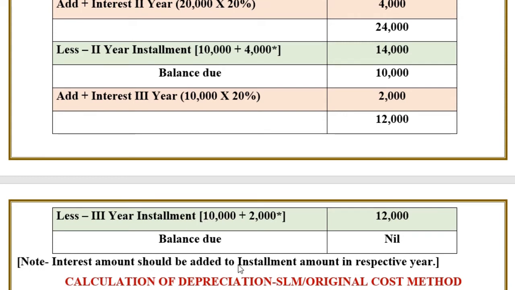That is, the interest amount should be added to the installment amount under the exclusive of interest or installment plus interest method. So once you find out this interest amount, next move on to the depreciation part.